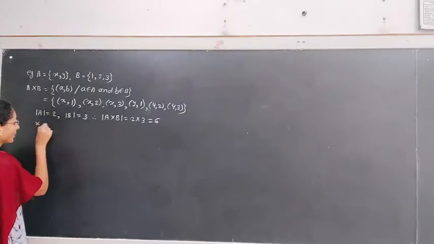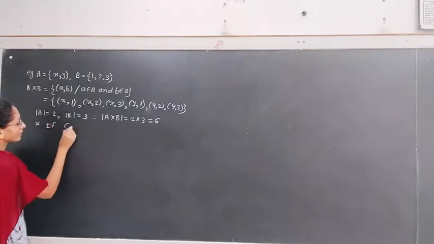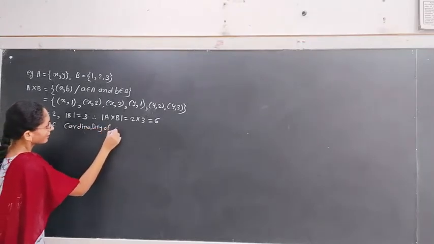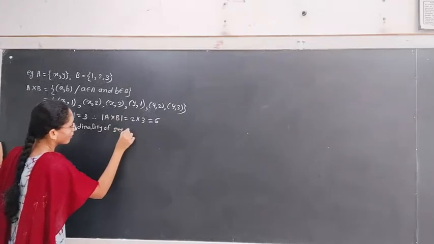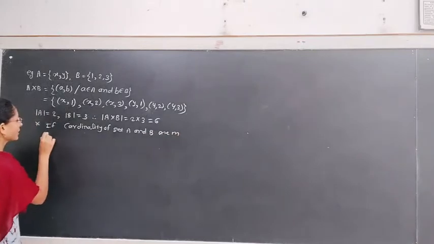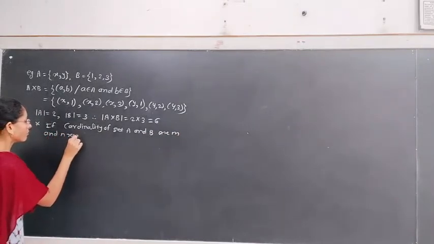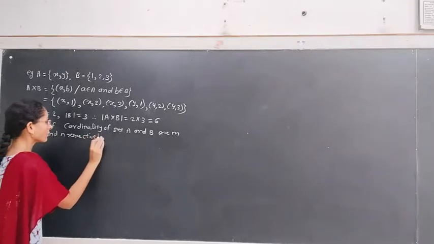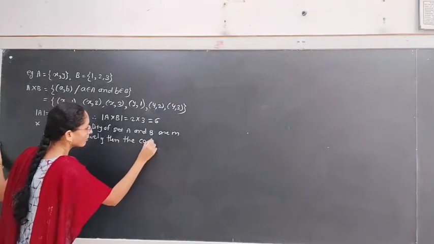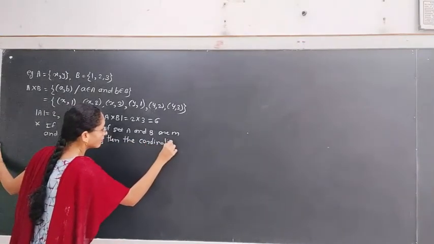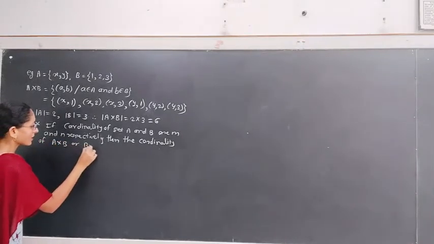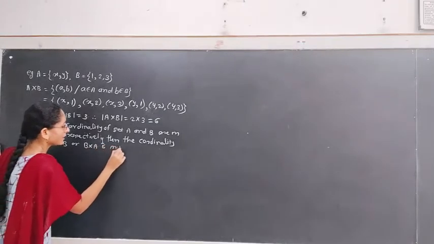In general, if the cardinalities of sets A and B are m and n respectively, then the cardinality of A cross B or B cross A is m into n.